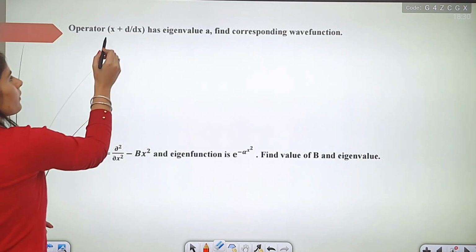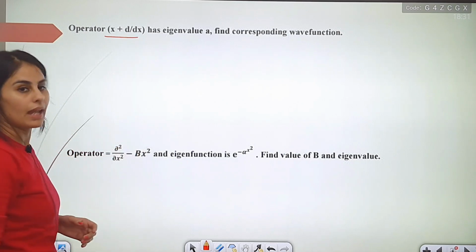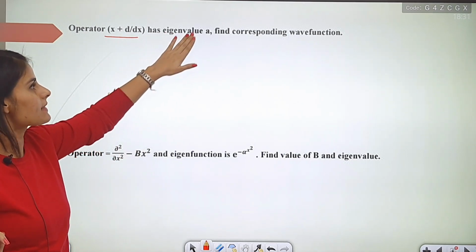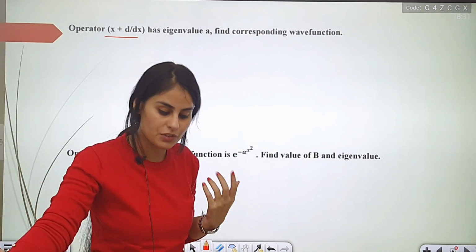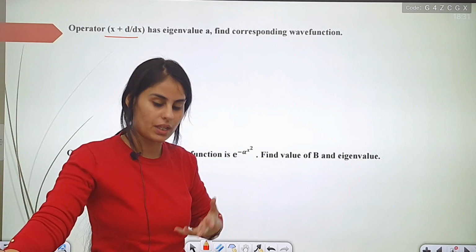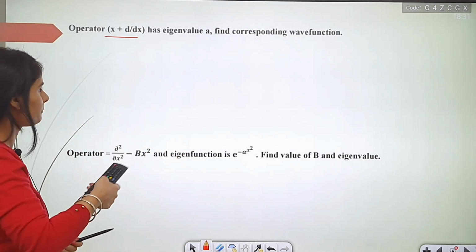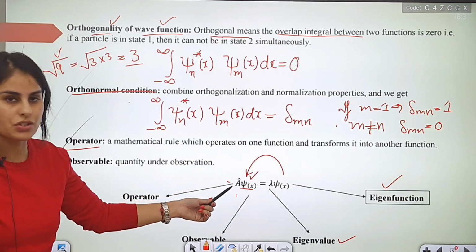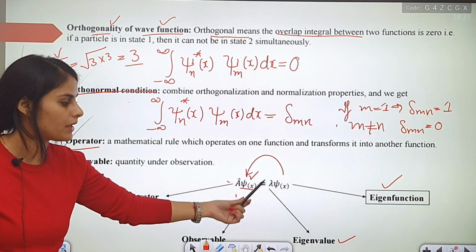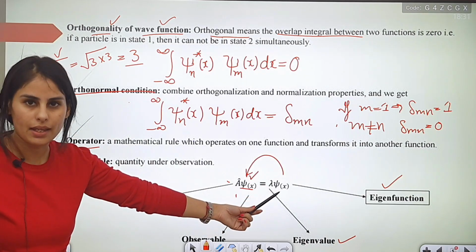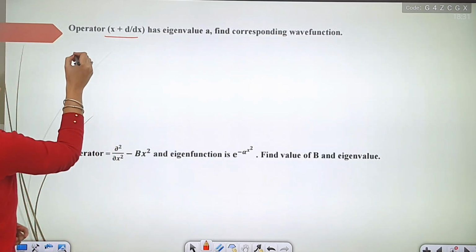Here we have an operator, x plus d upon dx, which has an eigenvalue a. Find the corresponding wave function. We are supposed to find the wave function in this particular case. As from the previous slide, we can observe the relationship: an operator working on an observable is equal to eigenvalue times eigenfunction.